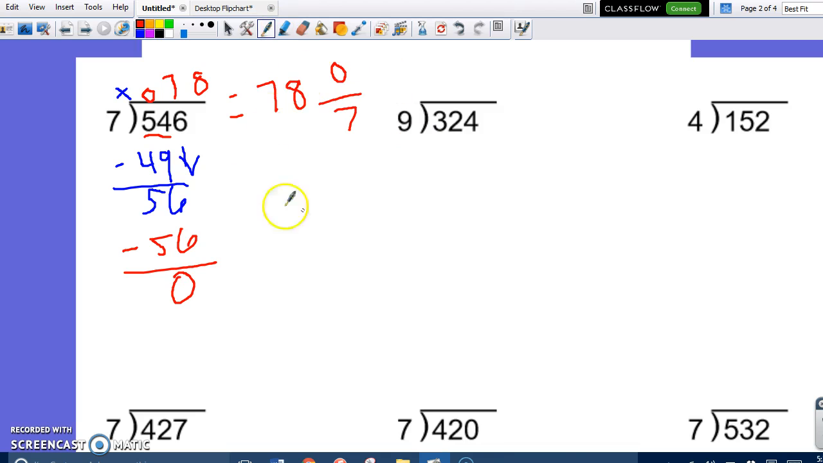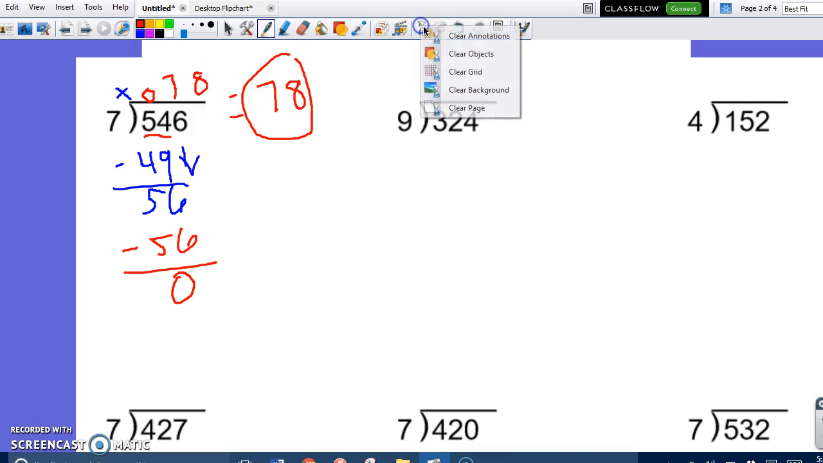So again, if you put this on your worksheet, I would accept it as correct. However, I tend to want you to get used to just writing the whole number. If you have no remainder, you really have no fraction, okay? So your correct answer would be 78. Let's go ahead and go over to the next one.